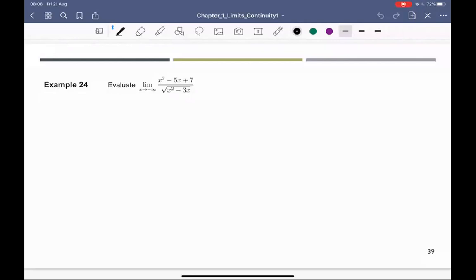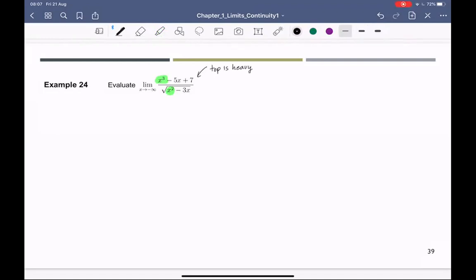This question asks you to compute the limit of x cubed minus 5x plus 7 over the square root of x squared minus 3x. First, if you use the technique we discussed last time, you can see that on the numerator the highest degree is 3. On the denominator, we have x squared, but after I take the square root, it should be degree 1. That means the top is heavy.